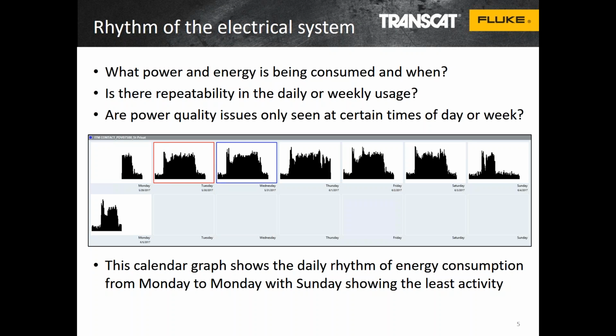In this case, this was energy consumption, but we also see the same thing when we have power quality problems. They normally coincide with this kind of pattern. So we normally see power quality problems come on when particular loads are switching in the network.